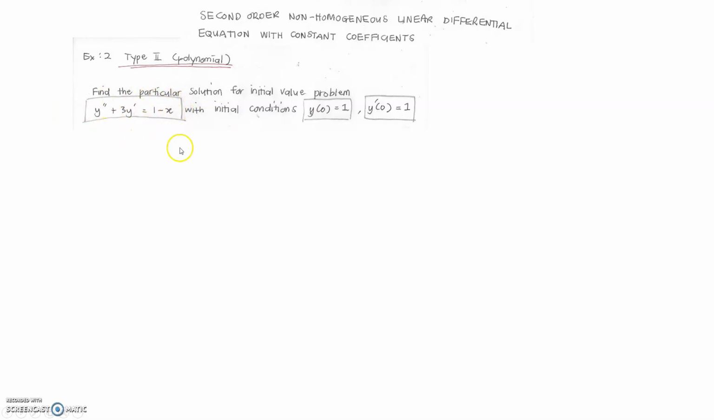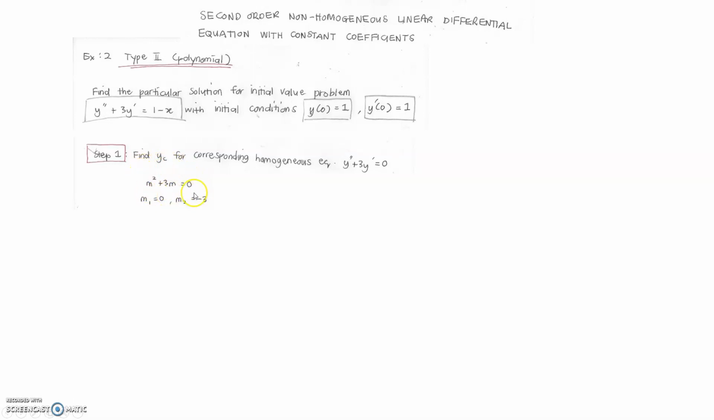Okay, so the ODE here is y double prime plus 3y prime equal to 1 minus x, with f(x) a polynomial. So step number 1, as usual, you need to find your yc for the corresponding homogeneous equation. From here, this is your non-homogeneous equation, so make it homogeneous first by replacing f(x) equal to 0. So your homogeneous equation is y double prime plus 3y prime equal to 0. Since this is quadratic, you need to come up with your characteristic equation. The characteristic equation is m squared plus 3m equal to 0.